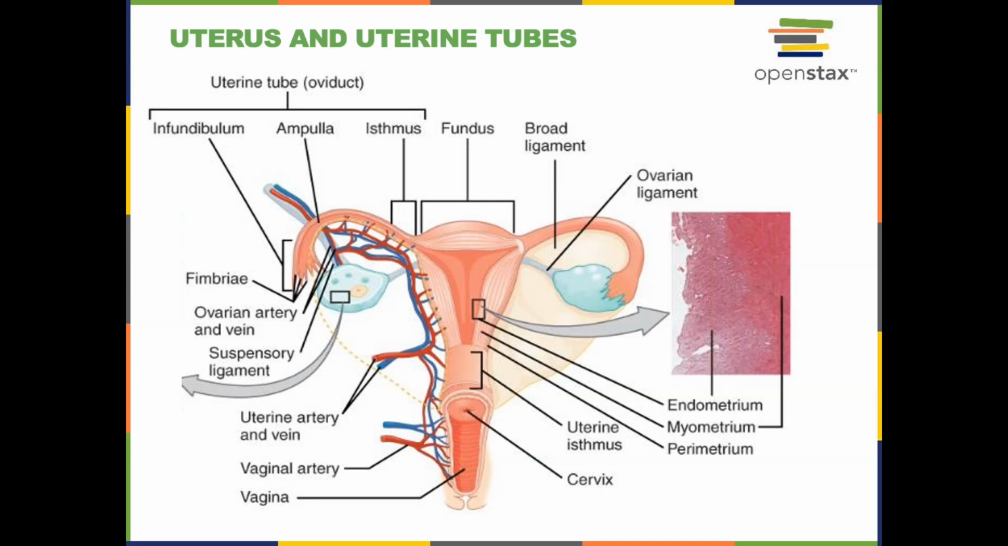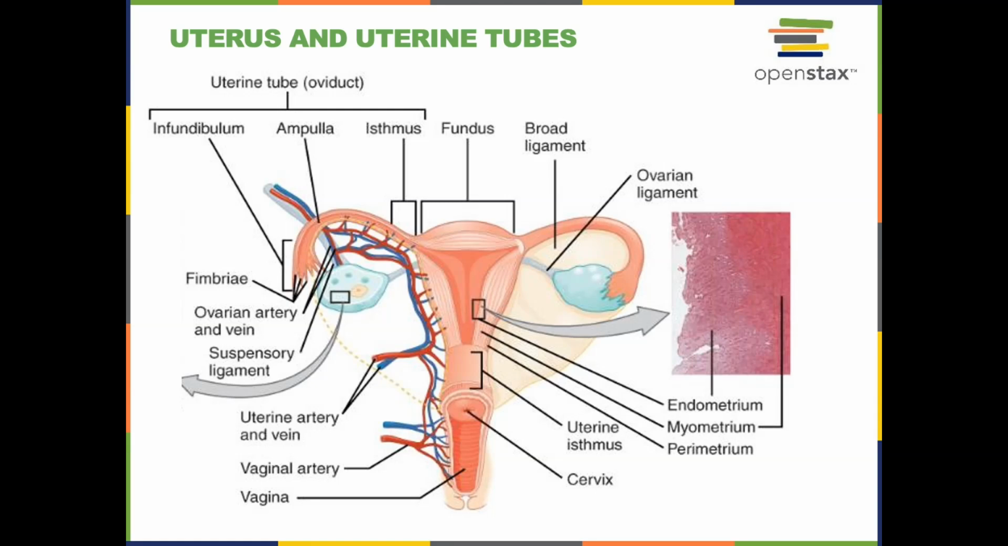There are three major regions of the uterine tube. The isthmus is the narrow region of the uterine tube attached to the uterus. The ampulla is the middle segment of the uterine tube and is normally the location where fertilization occurs. The infundibulum is the expanded funnel-shaped end of the uterine tube that has numerous finger-like extensions called fimbriae that drape around the ovary.